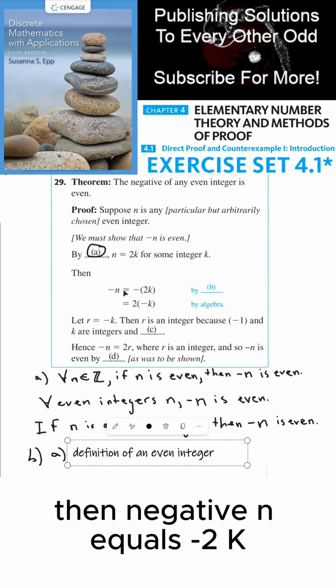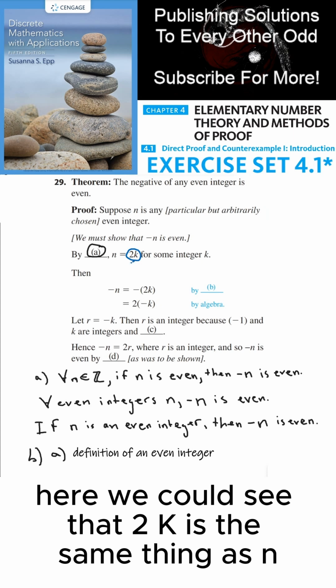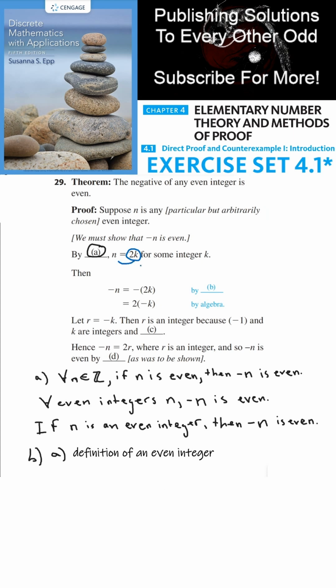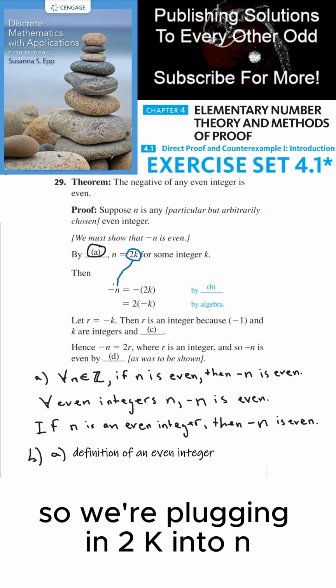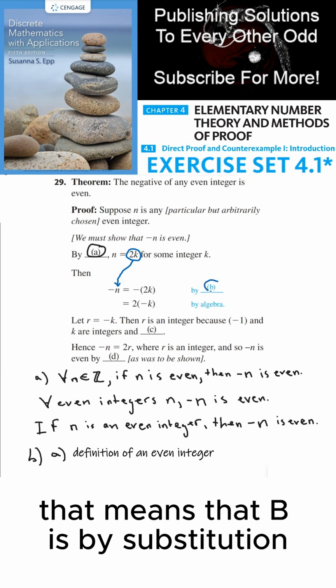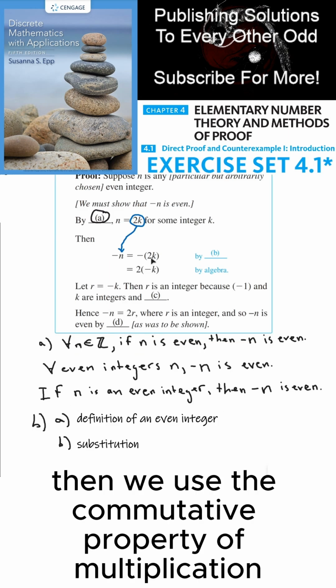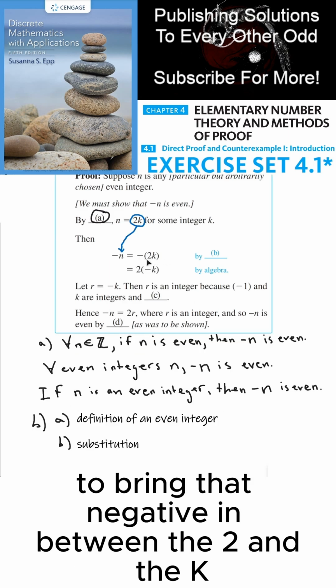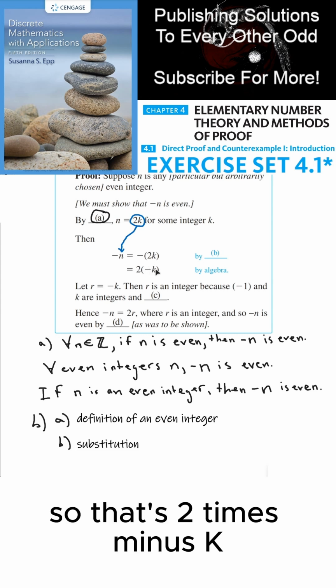Then negative n equals negative 2k. Here we could see that 2k is the same thing as n, so we're plugging in 2k into n. That means that B is by substitution. Then we use the commutative property of multiplication to bring that negative in between the 2 and the k, so that it's 2 times minus k.